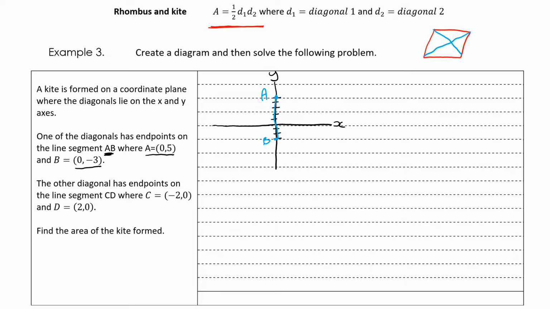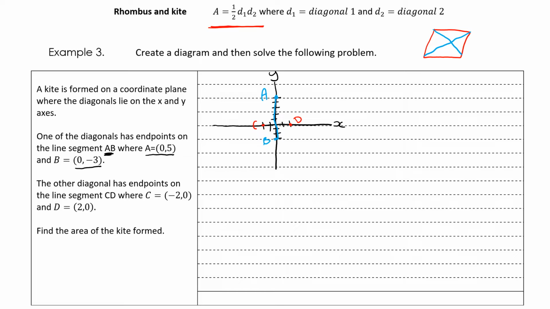The other diagonal has endpoints on the line segment CD, where C is (-2, 0). So we go across -2, up or down 0, and this is our point C. And then the next point D is (2, 0). So go across 2, up or down 0, and that is the point D. Okay, find the area of the kite formed.